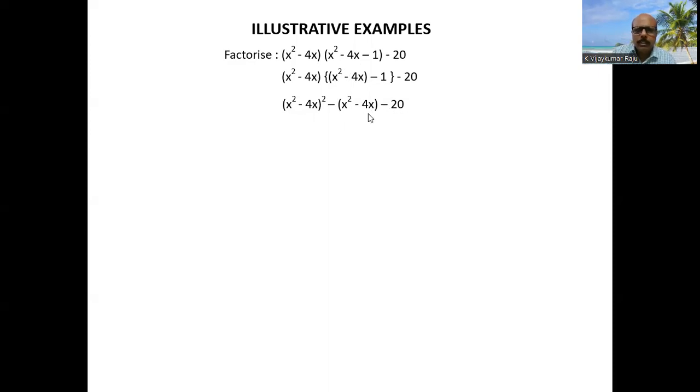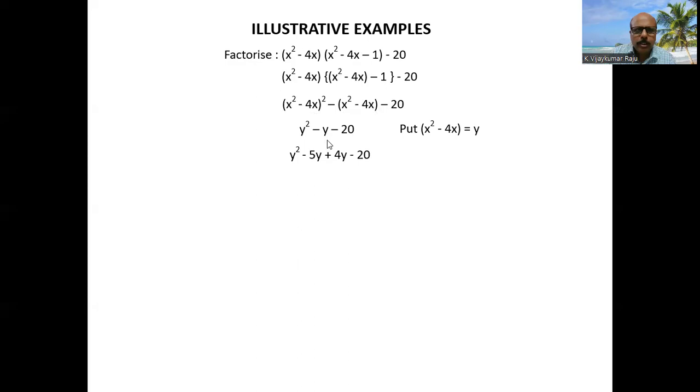Now if you see this, don't you get some idea? You can substitute this thing for something and solve it. You see, if I put x square minus 4x as y, then this will become y square minus y minus 20. Looks easy now. So now things have become easier for us.